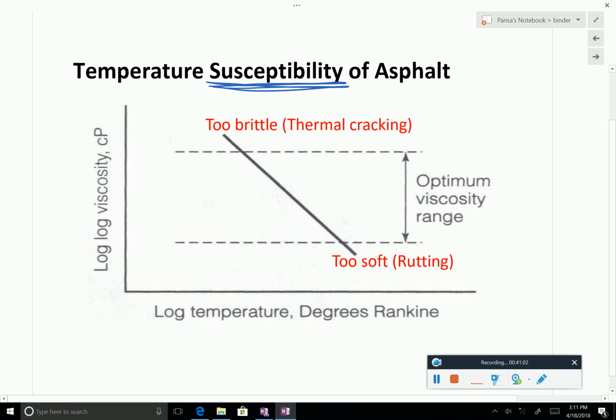It's sometimes a little difficult to understand what this is. Here on the y-axis is viscosity, and here is temperature. But pay attention, this is a logarithmic scale. So what you see is how the viscosity is changing with temperature. It decreases, but it is logarithmic. If it is very high, the material is too brittle. If it is very low, it's very soft. This we know.